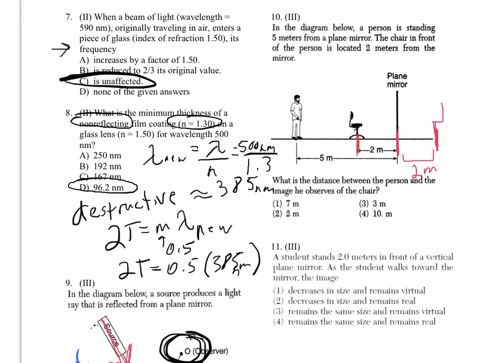So now that we know that, the question says, what is the distance between the person and the image he sees? So we've got 2 meters up to the mirror, another 2 meters to the chair, but we don't even need to do that because the problem then says the person is 5 meters from the mirror. So then 5 meters to the person. So the image of the chair is 7 meters from the person.